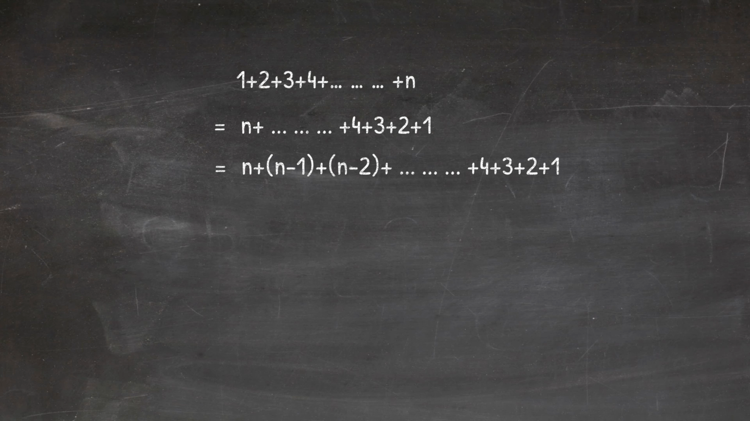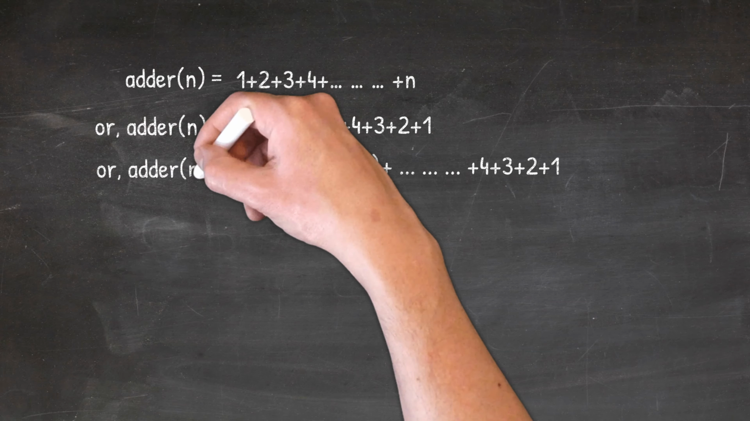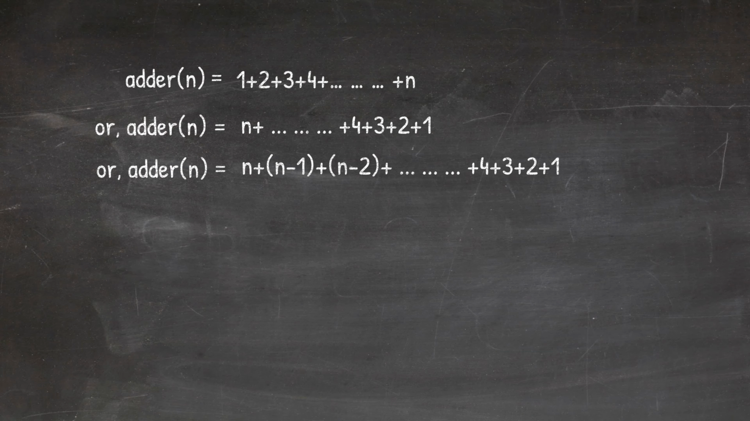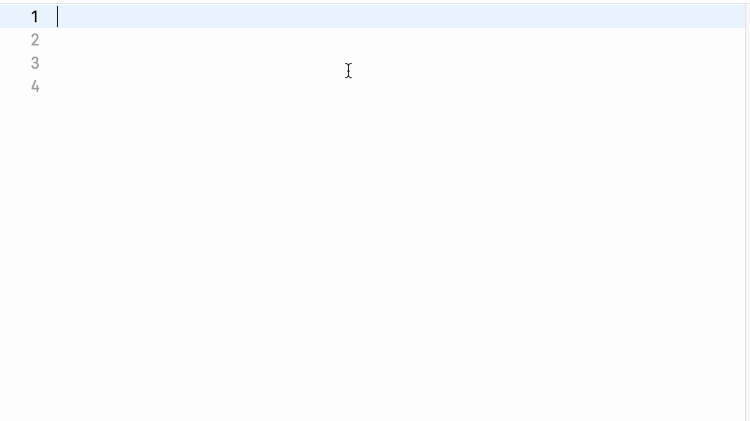Let us say that the function that sums up all these numbers is called adder. Adder is a function of n. We write it as the word adder, and then within parentheses we write n. It is easy to write a method to implement this function adder using a loop. Let us write a Java method that implements this adder function.